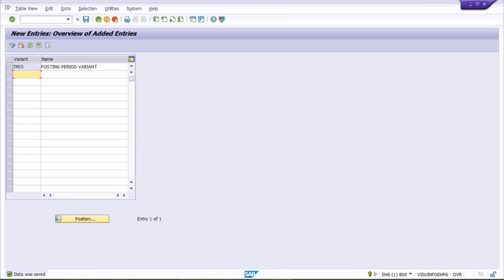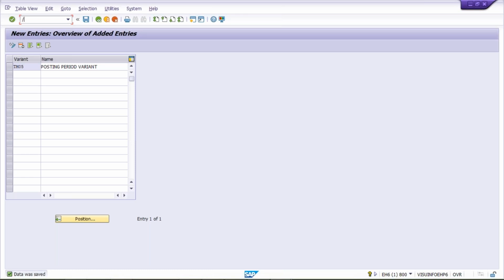Now this posting period variant we have defined for Tata Motor. I know that, and even you guys know because you are listening to this lecture. But what about SAP? How will SAP come to know that I have defined this posting period variant for Tata Motor itself? So what we have to do is assign this posting period variant to Tata Motor. This is how SAP will come to know that this posting period variant has been created for Tata Motor only. How to assign this variant, guys?